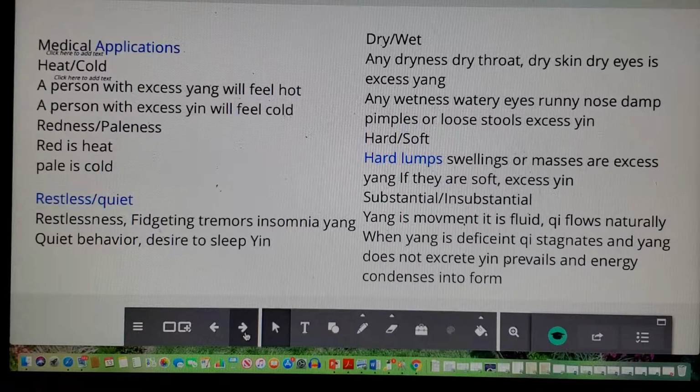Hard lumps, swellings, or masses are excess yang. So breast cancer and things of this nature are extreme yang. If they are soft, they are extreme yin. So yang is movement, it's fluid, ki flows. When yang is deficient, ki stagnates. And yang does not excrete. Yin prevails, and energy condenses in form.